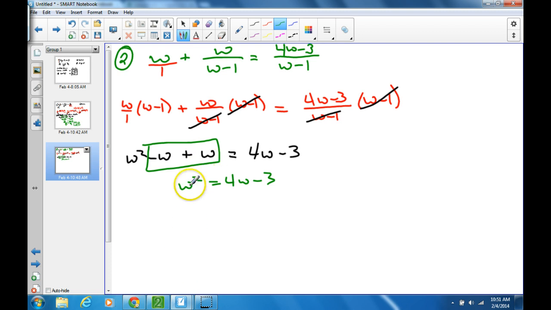Now, we got a W squared. That tells me I have a quadratic, and I need to use the box method to solve for that. So before I can even do that, I need to put it all on one side. To get this 4w to the other side, I'm going to subtract it, right? And to get this negative 3 to the other side, I'm going to add it.